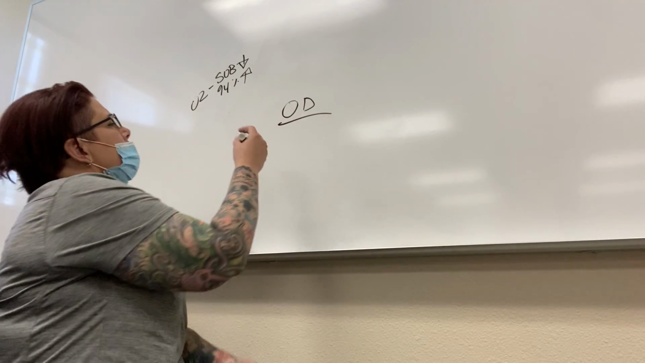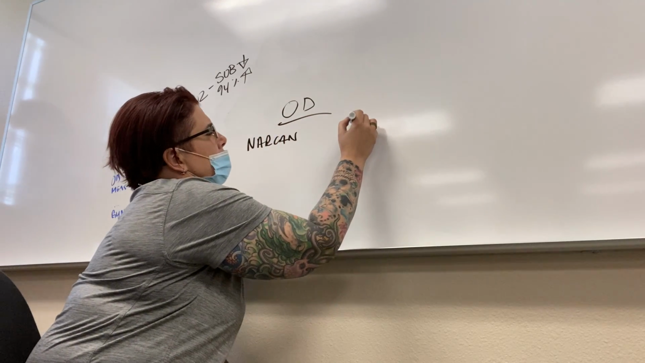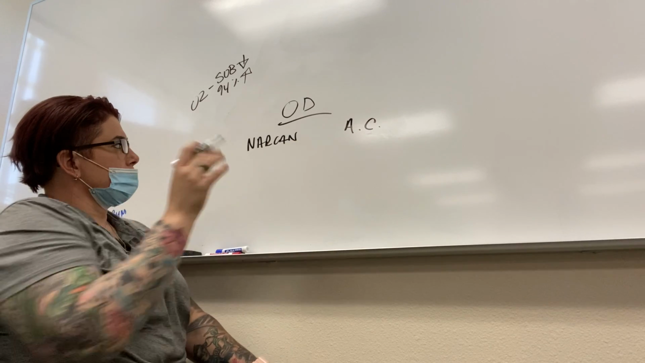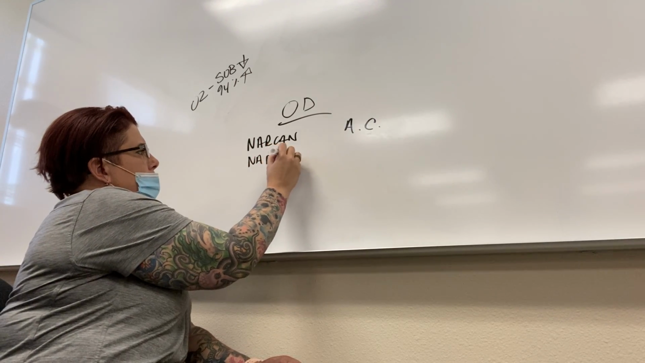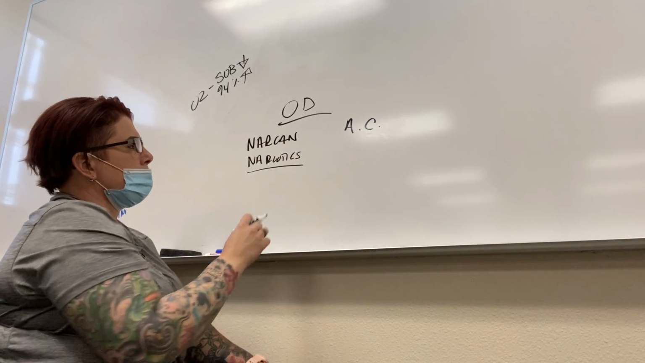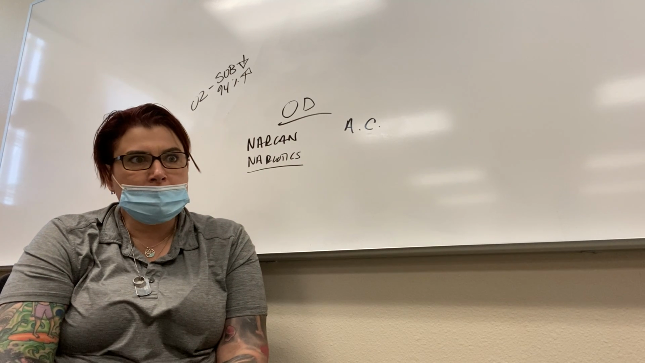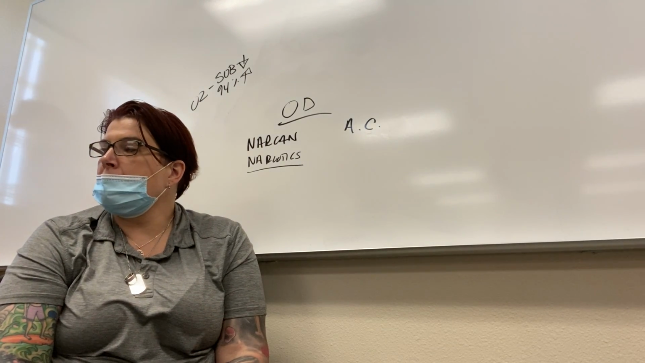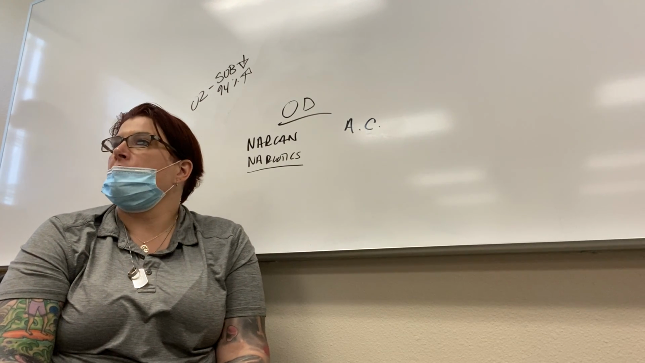For ODs, we're going to talk about Narcan versus activated charcoal. Your Narcan is going to be for narcotics. These are going to be downers. These are going to be your morphine, your fentanyl, your heroin, where the person is chasing a high to feel like an out-of-body type of situation.